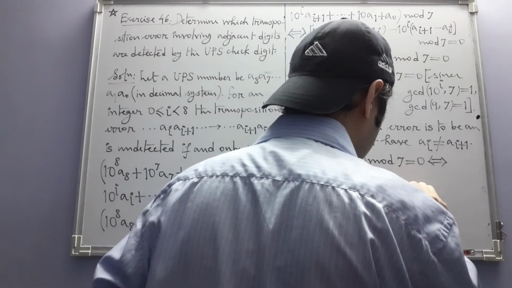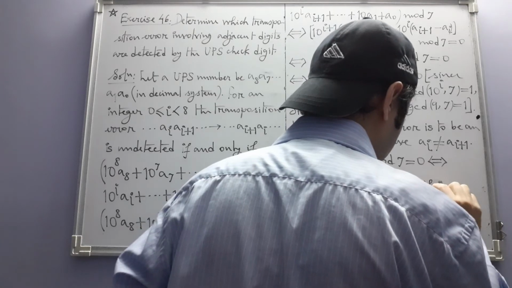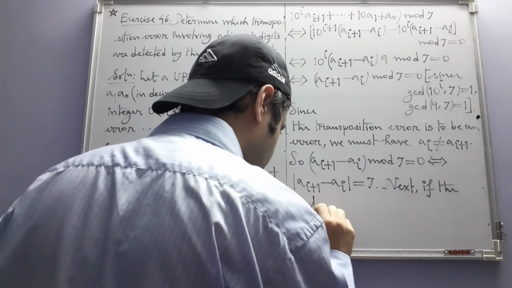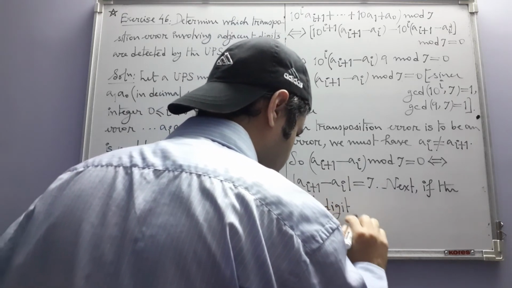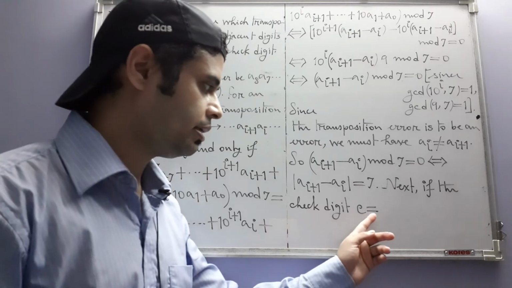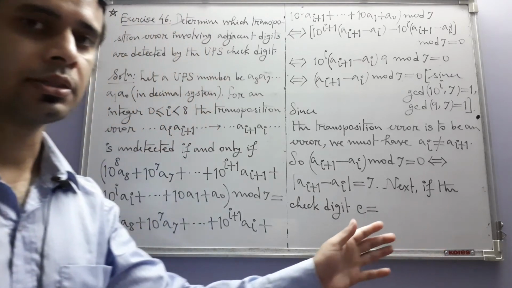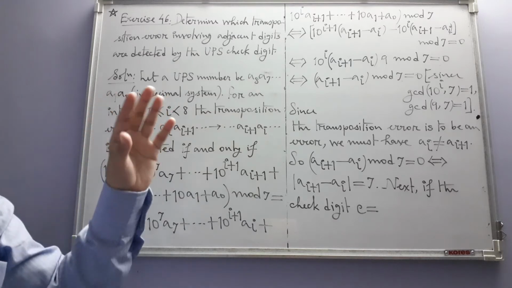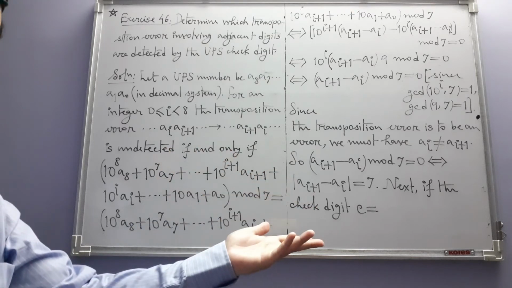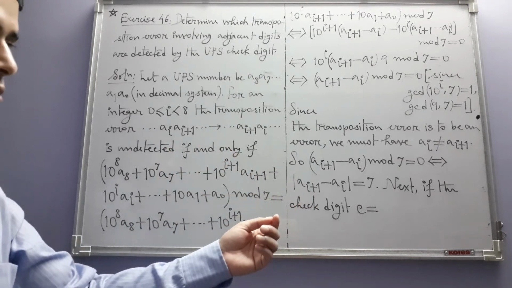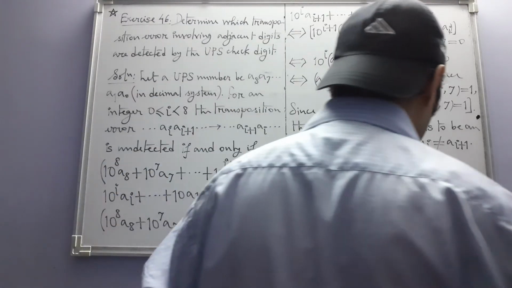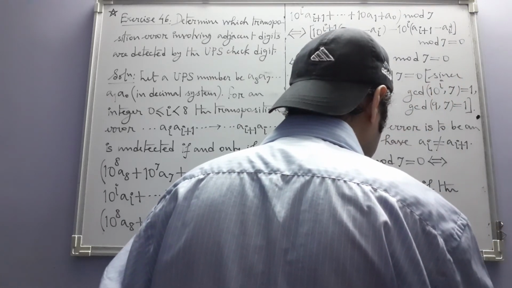Next, if the check digit C is equal to, don't make the mistake of writing C equal to A8 plus A7 plus etc. That was in the case where the modulus was 9, because 10 is congruent to 1 mod 9. Here the modulus is 7, so we don't know whether the check digit is the sum of the digits. It may not be, and in fact it will not be in most of the cases. So here you have to write the full expression.